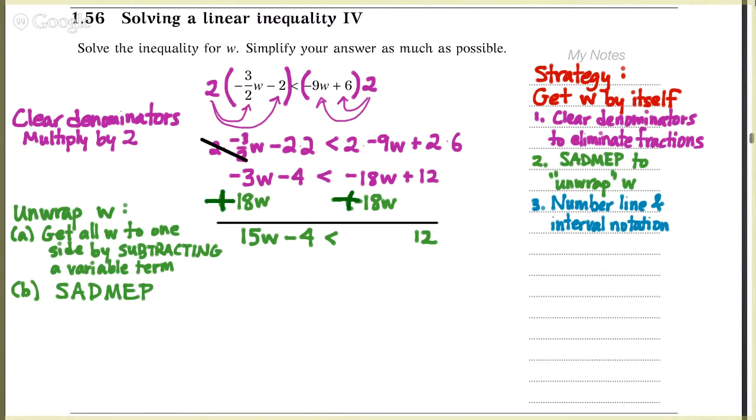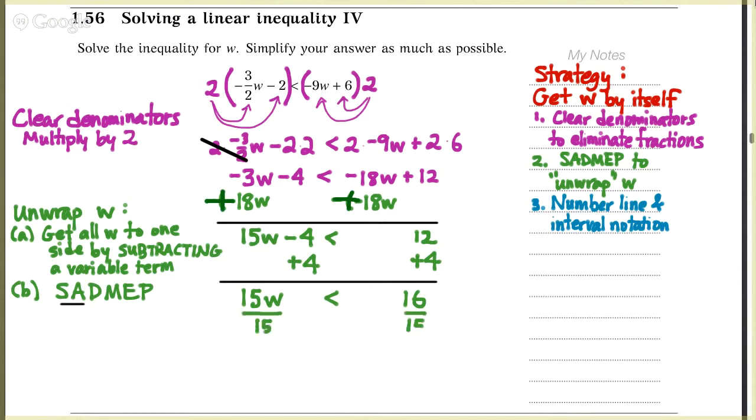So according to SADMEP, the first thing I want to do here is see if there's any addition or subtraction that can make my life easier. And there is. If I add 4 to both sides of this inequality, I'll get 15W on the left and 12 plus 4, 16 on the right.